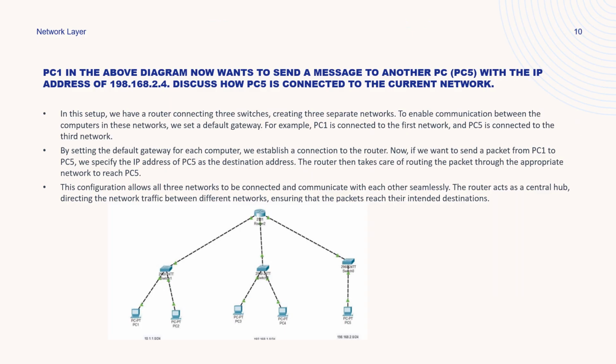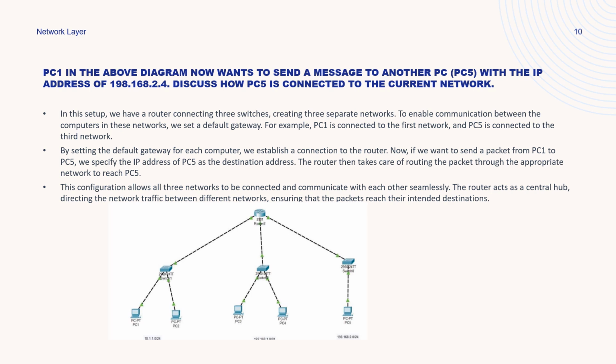Now we move on to the next layer. Its first question is: PC1 in the above diagram now wants to send a message to another PC5 with the IP address of 198.168.2.4. Discuss how the PC5 is connected to the current network. Starting with what I have answered in this question.